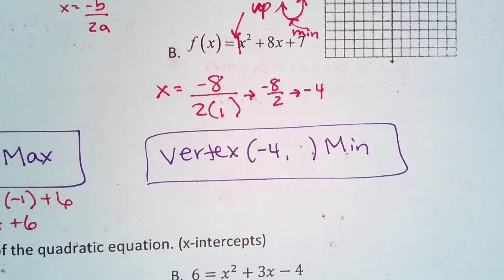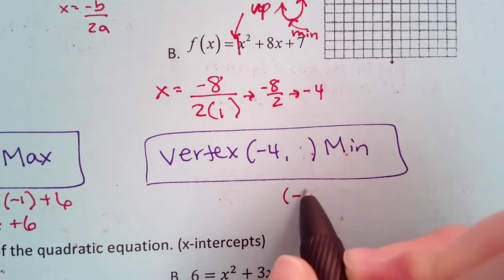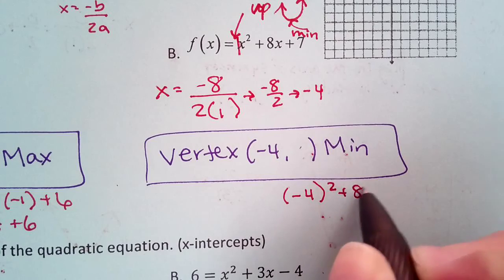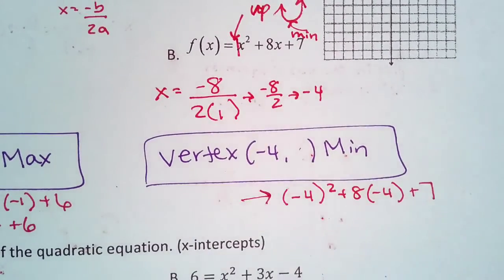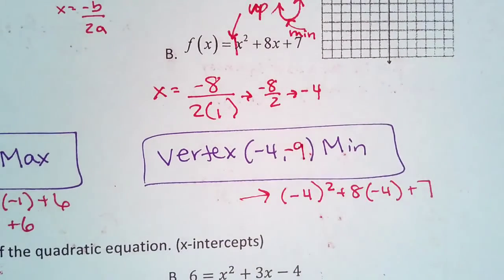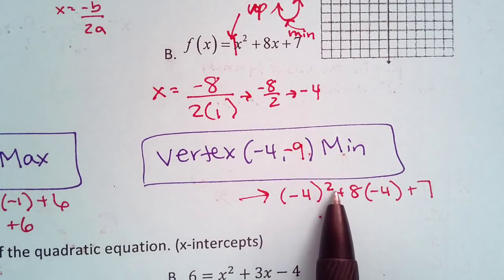Let's plug in negative 4. So negative 4 squared plus 8 times negative 4 plus 7. Plug that whole thing into your calculator. Use parentheses. Riley, what'd you get? Negative 9. Very good. If you didn't get negative 9, you probably forgot parentheses. Maybe you even did what I did last time and forgot your squared.